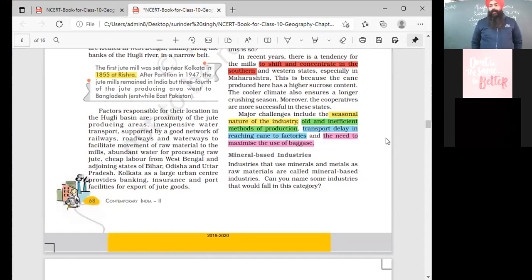Sixth, delay in payments to farmers, reducing their emphasis on the production of sugarcane compared to other crops. If the payment is not given to the farmers on time, then in the next year such farmers will not produce sugarcane. Delay in payments.